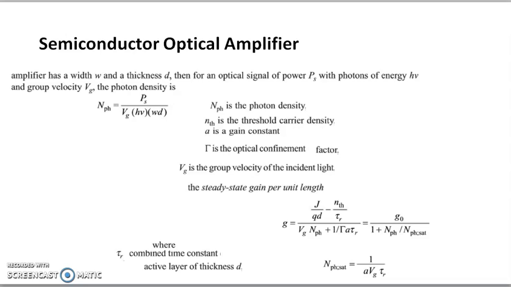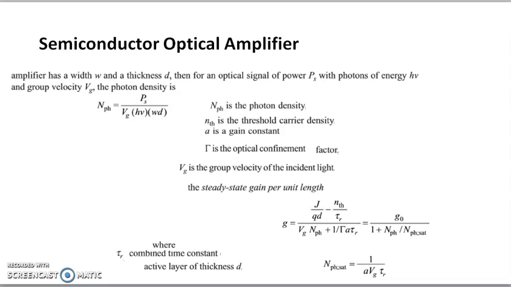Now the active region of the optical amplifier has a width W and thickness D. The optical signal power PS has photons of energy hν and group velocity Vg. Because light propagates through this active medium, we should know the photon density. The photon density is N_ph = PS / (Vg · hν · W · d), in which N_ph is the photon density.